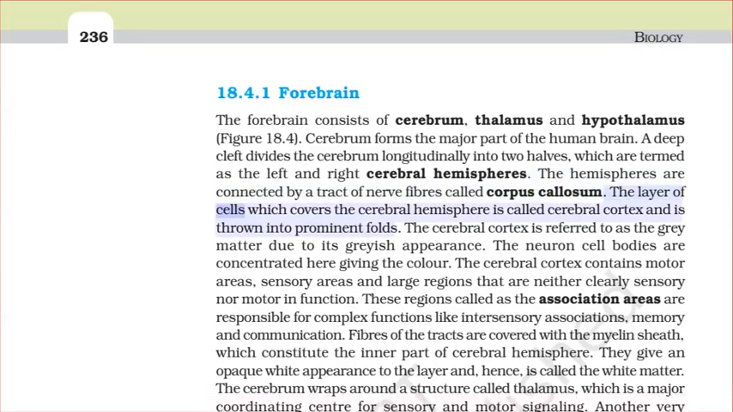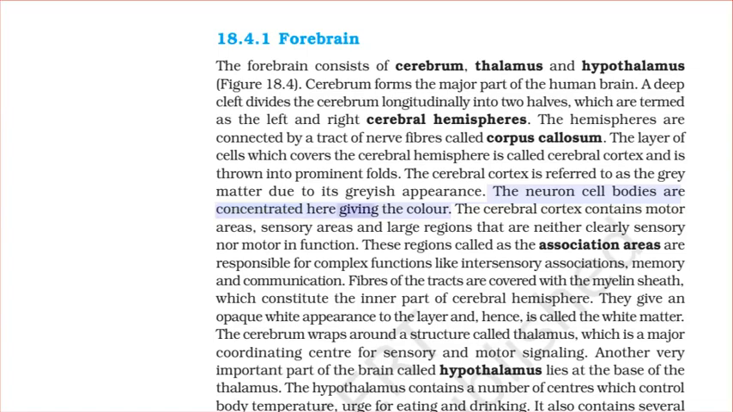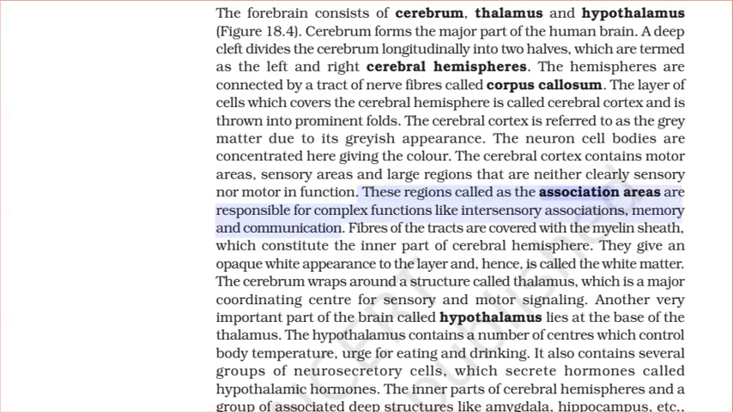The layer of cells which covers the cerebral hemisphere is called cerebral cortex and is thrown into prominent folds. The cerebral cortex is referred to as the gray matter due to its grayish appearance. The neuron cell bodies are concentrated here, giving the color. The cerebral cortex contains motor areas, sensory areas, and large regions that are neither clearly sensory nor motor in function. These regions, called the association areas, are responsible for complex functions like intersensory associations, memory, and communication.